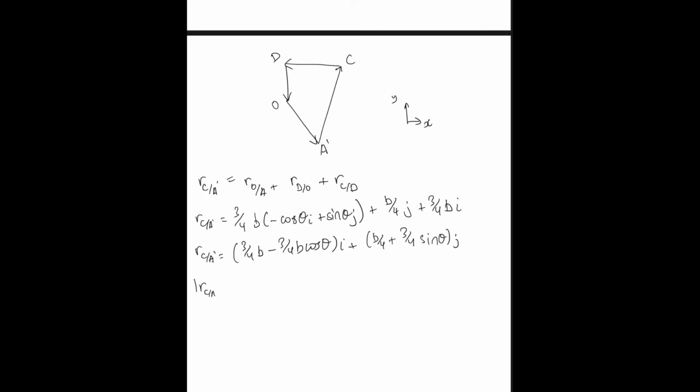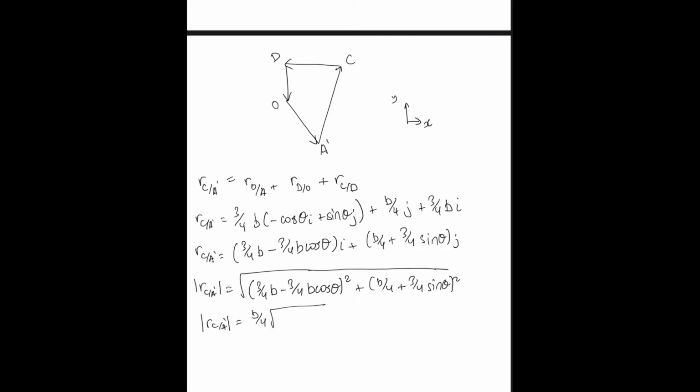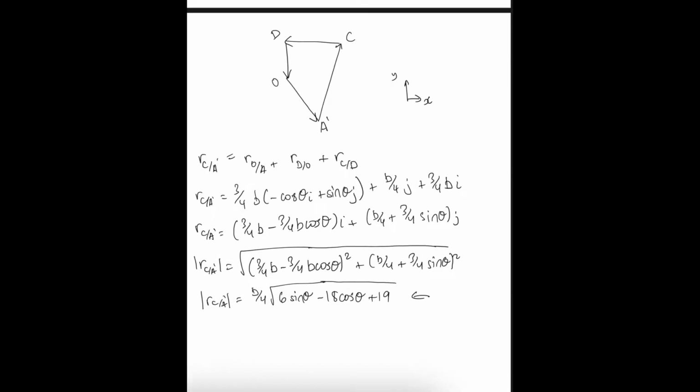And if we want to find the magnitude of this position vector, after it's simplified, we can finally get B over 4 times the square root of 6 sine theta minus 18 cosine theta plus 19, and that is valid for any value of theta. Now let's get back to the question.